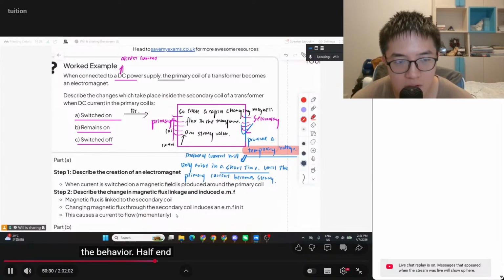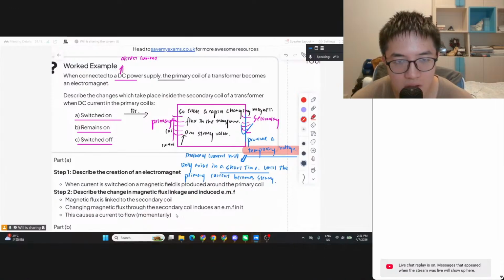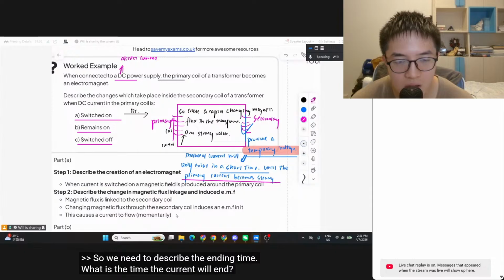The behavior, how to end? The ending time is that the induced current will only exist for a short time, right? Until the primary current becomes steady. Understand that? So we need to describe the ending time. What is the time the current will end, right?